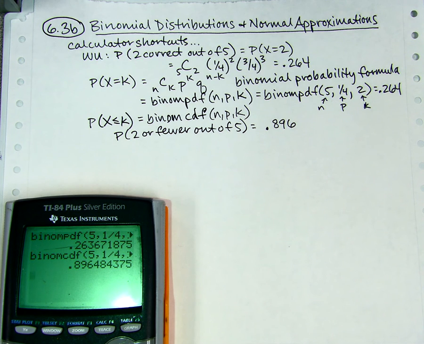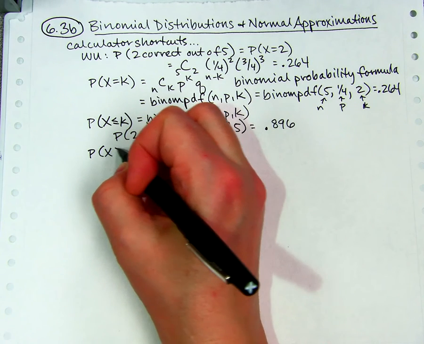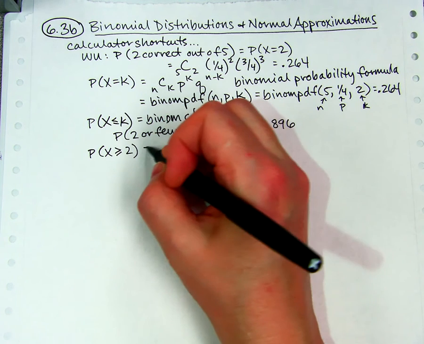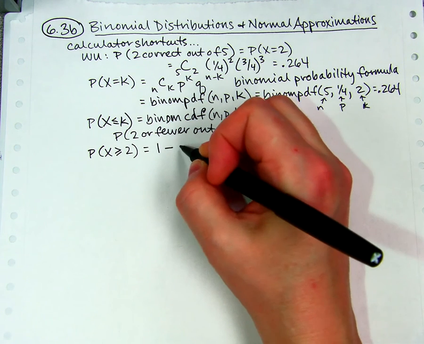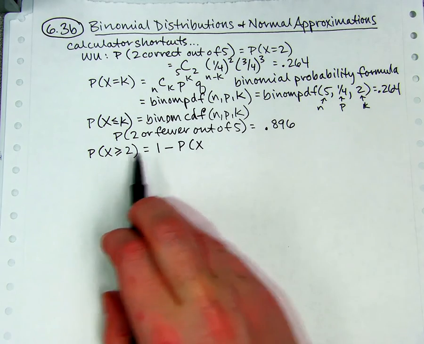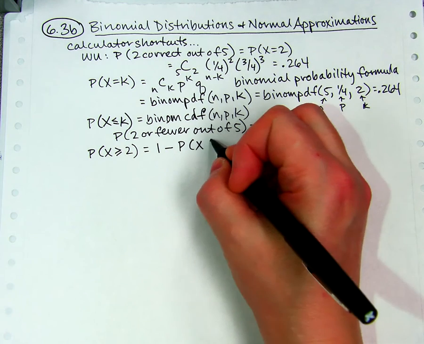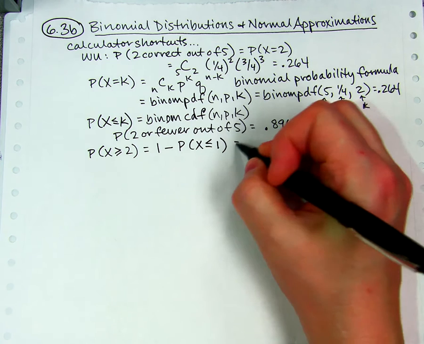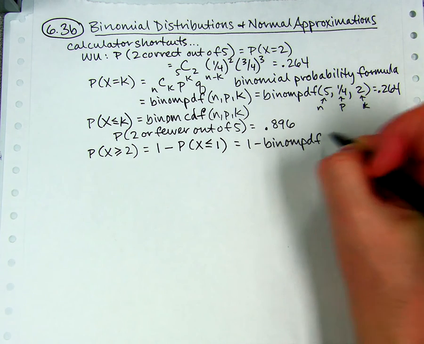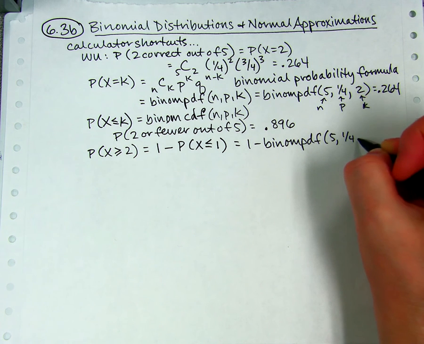If you want to do greater than or equal to, you have to do a little bit of fiddling with it. So if I wanted the probability of x is greater than or equal to 2, for instance, I would do 1 minus the probability of x is, let's think about this for a minute. Greater than or equal to 2 means 2 or 3 or 4 or 5. So the opposite of that would be 1 or 0, less than or equal to 1. So you'd have to do binomial CDF with a 1 minus. N would still be 5, P would be 1/4, K would be 1.